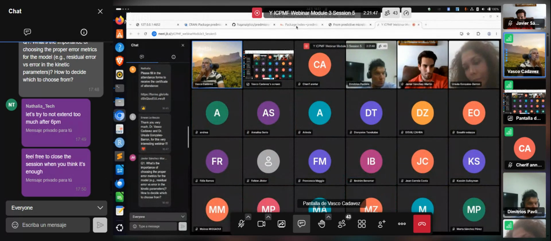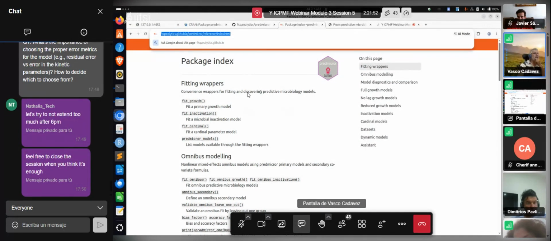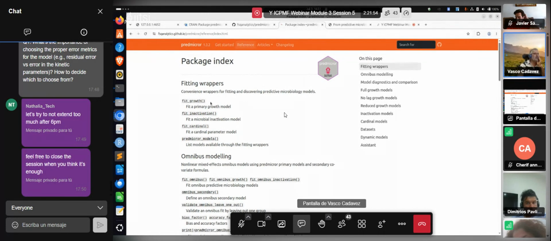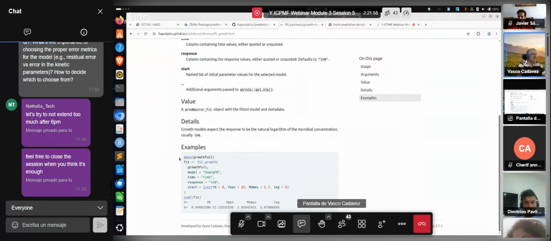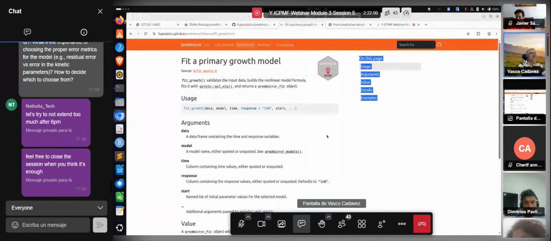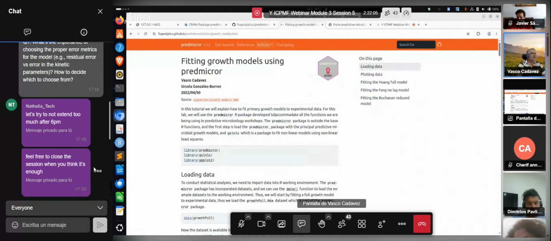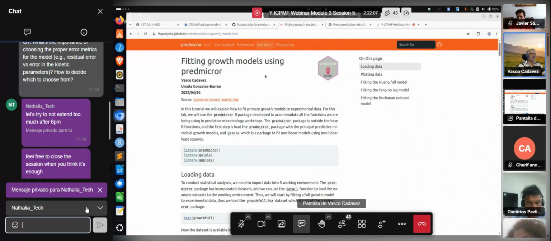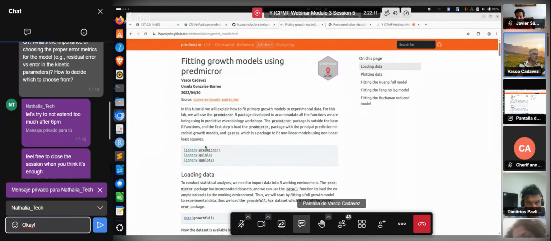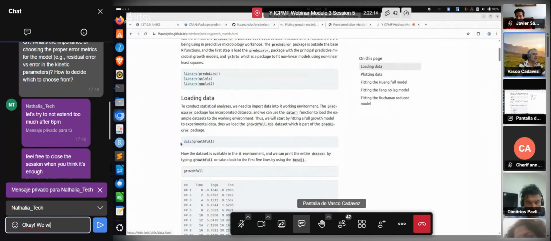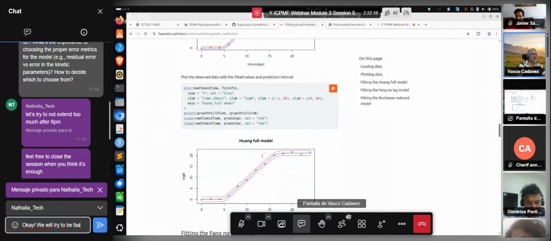Okay, if you go to this website, you can see all the functions that we have. So you have a manual here. You have some examples of how to use it. And we also have some vignettes that you can read with data. So you can get the data. If you install the package, then you have some examples of how to fit.